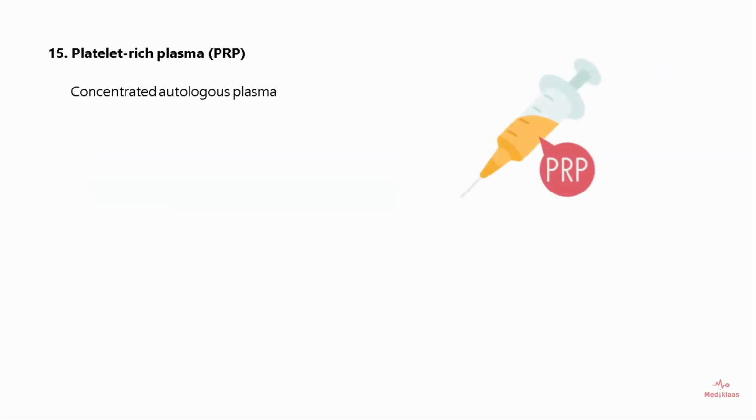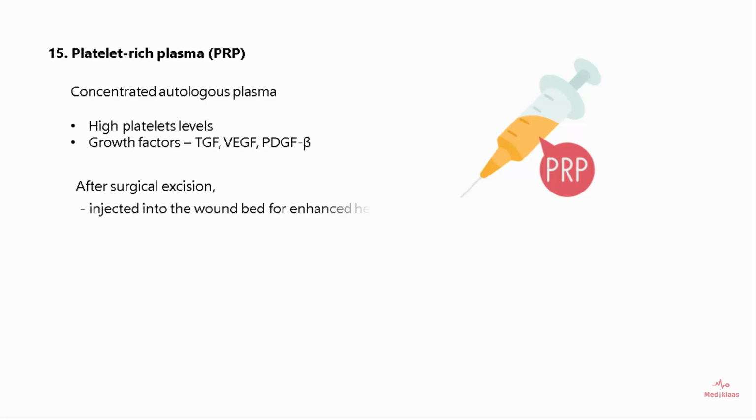Platelet-rich plasma is a concentrated autologous plasma which contains high platelet levels and growth factors like transforming growth factor, vascular endothelial growth factor, and platelet-derived growth factor. After surgical excision, PRP can be injected into the wound bed for enhanced healing.